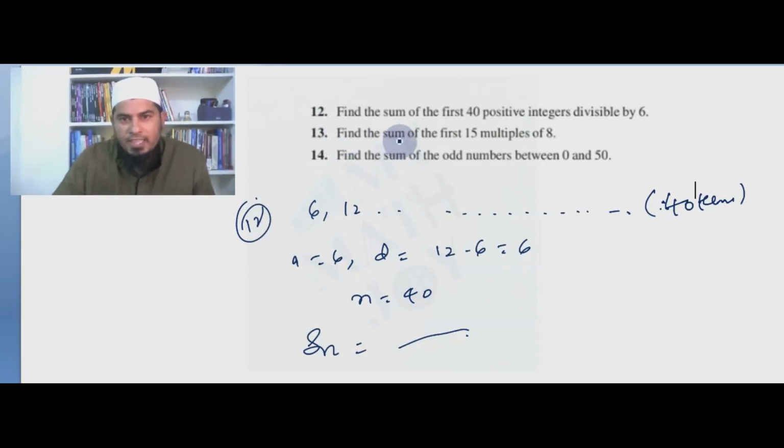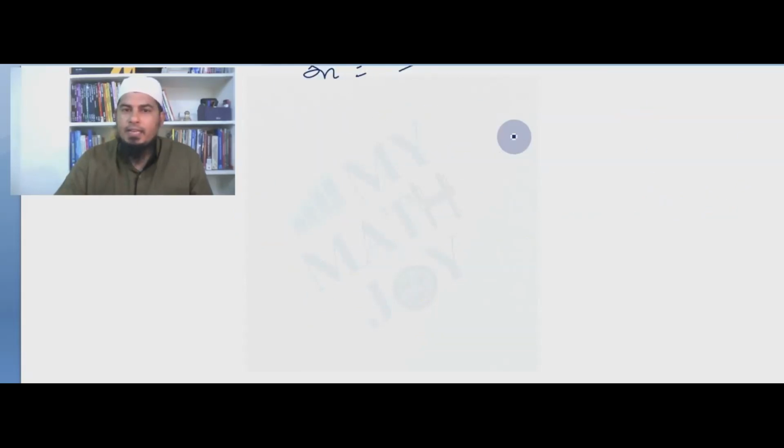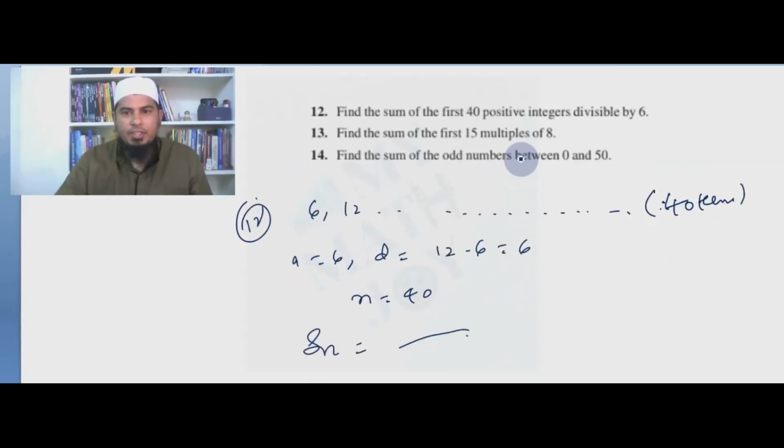13th question, find the sum of the first 15 multiples of 8. Again, the first multiples of 8 are also in the same fashion. Here A will be 8, n will be 15, D will be 8, and you can do the problem.